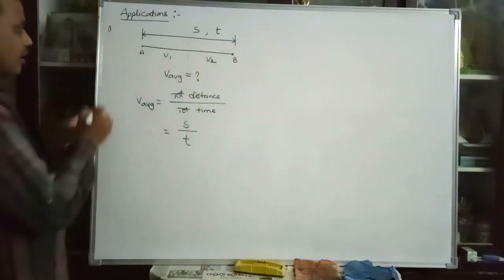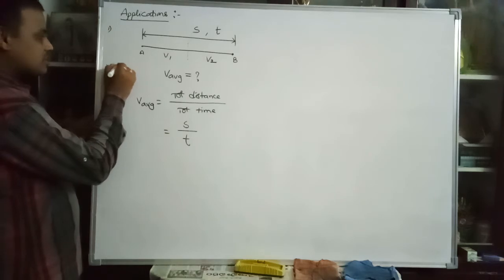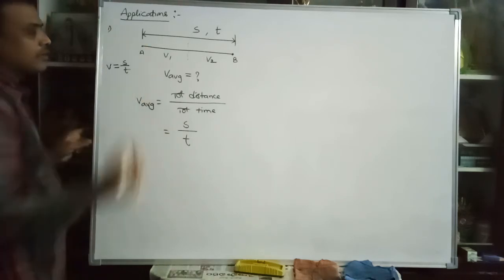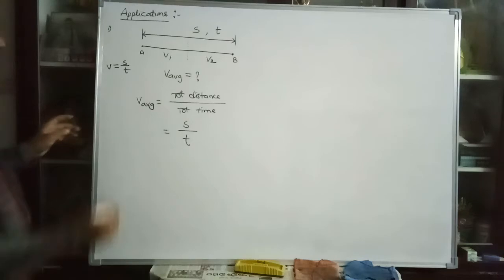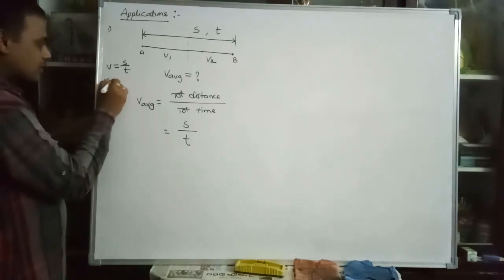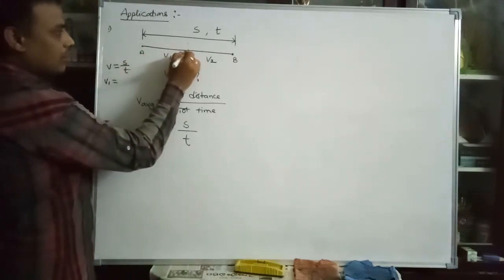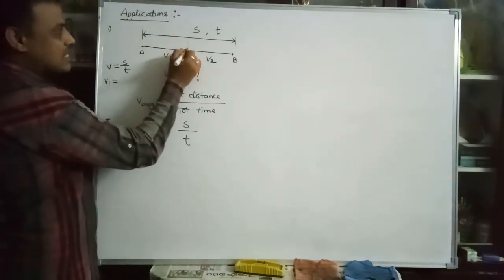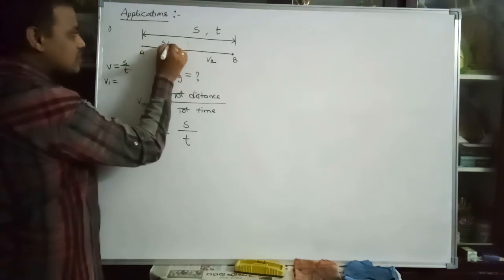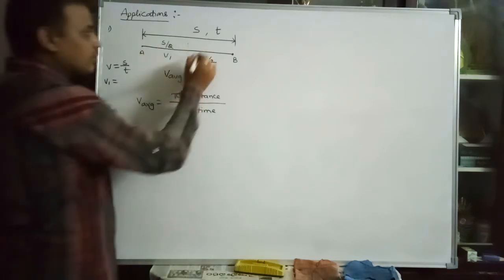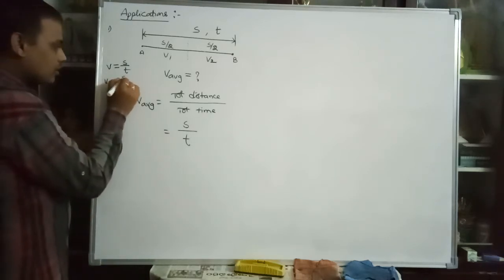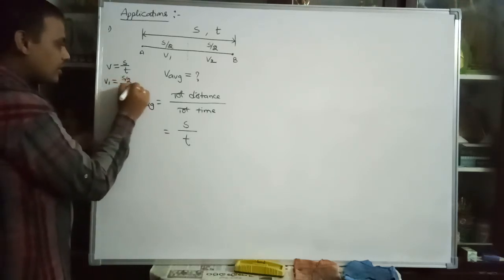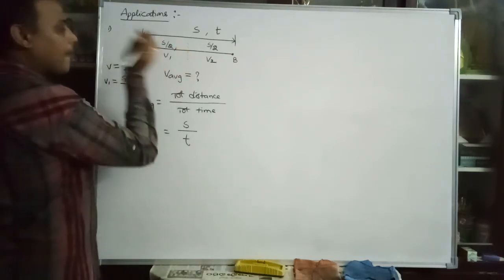The basic formula of speed is v equal to distance by time. So according to this, v1 can be written as: the half of the distance, where the total distance is S, is S by 2. The remaining half is also S by 2. So S by 2 divided by how much?